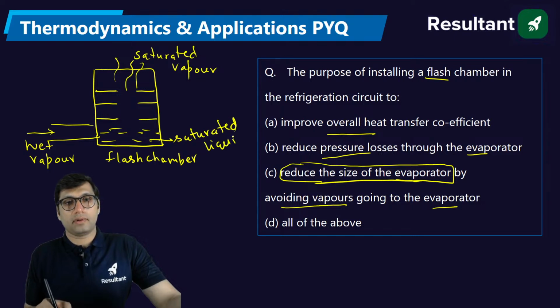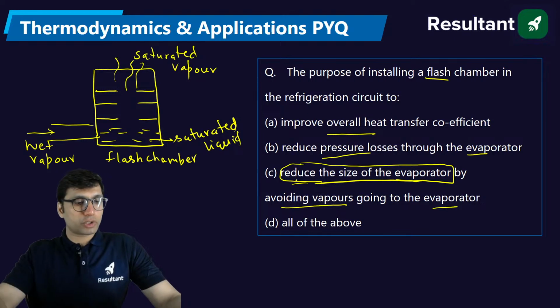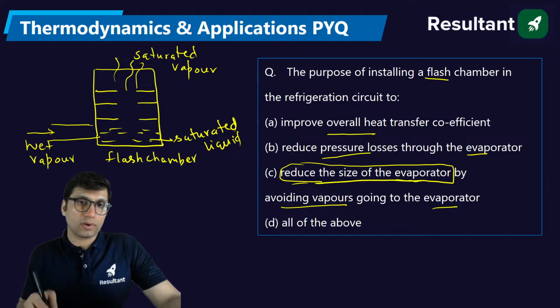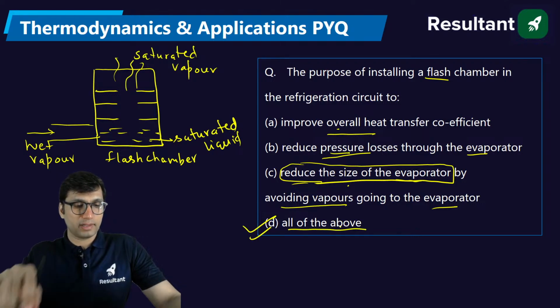Okay, so ideally the answer should be option C, but if you consider the other options, the purpose of installing a flash chamber in a refrigeration circuit is not just to reduce the size of the evaporator, it overall improves the heat transfer coefficient and pressure losses. So option D will be the right answer in this case.